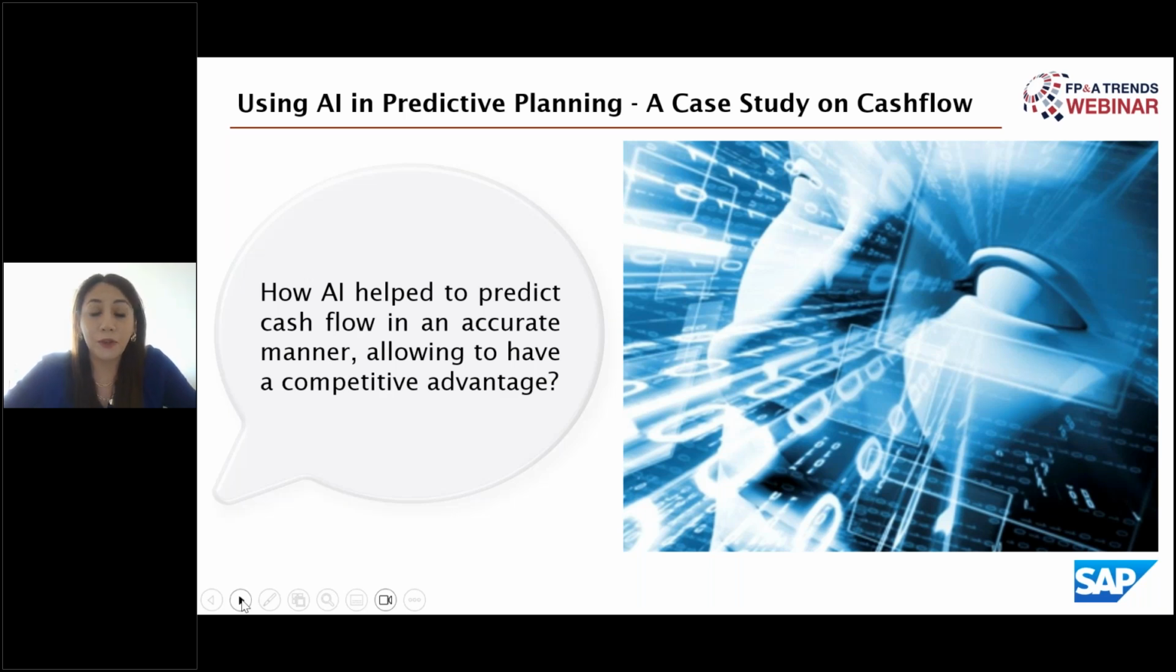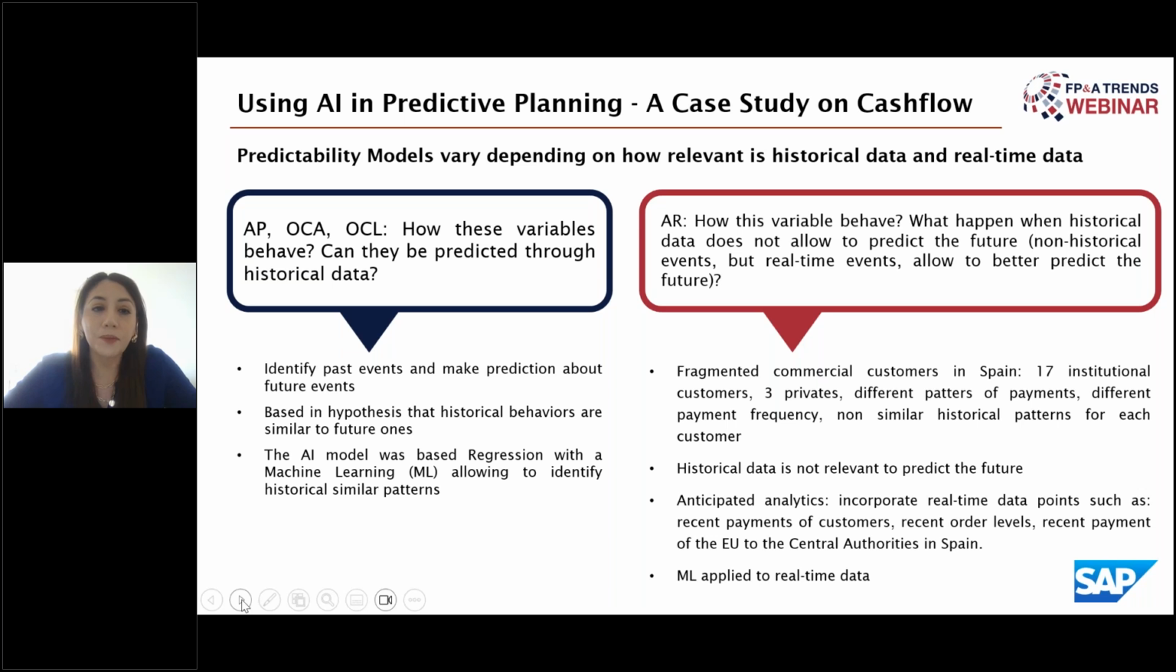Moving to the next slide, we have these two buckets of variables. The AP, OCA and OCL are very predictable with historical data. When confronted with this kind of variable, we search for the historical data and build a model with the data scientists to predict the future. We have different types of statistical models that can help us. At that moment, it was linear regression that helped us predict. A pretty easy exercise, because you go into your historical data to predict the future.